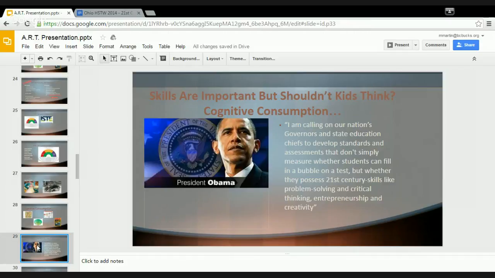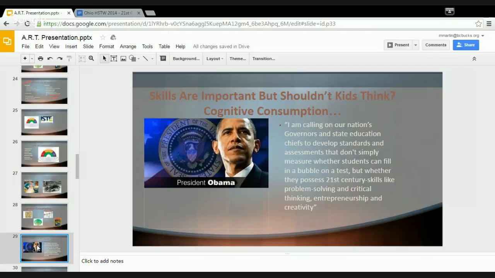Now I'm going to go back to 2008. I know we're in an election cycle right now, so I'm not trying to be political here or anything. But this is a quote right out of President Obama. He's calling on our nation's governors and state education chiefs to develop standards and assessments that don't simply measure whether students can fill in a bubble on a test, but whether they possess 21st century skills like problem solving, critical thinking, entrepreneurship, and creativity. So we have those standards, and we now have those tests.